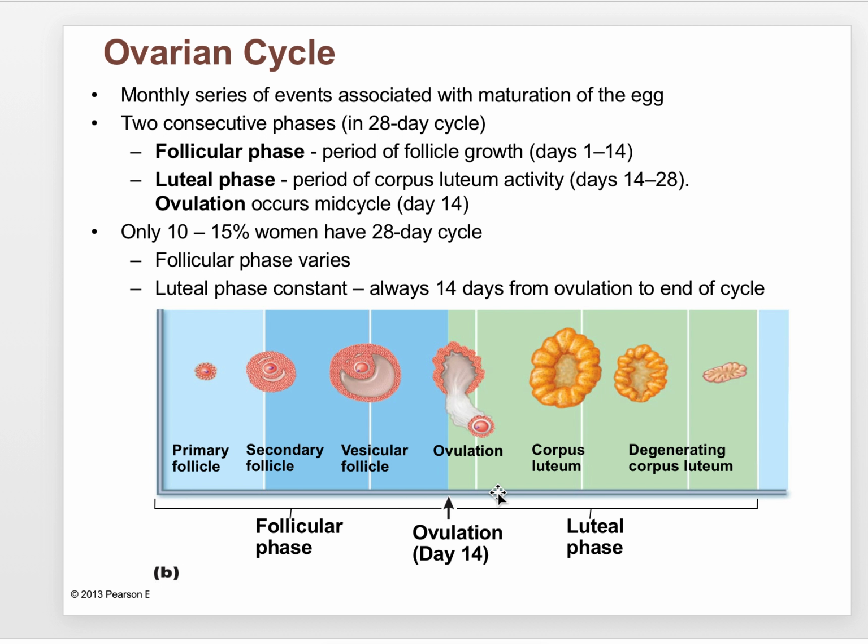So there's the ovarian cycle. There are two phases of the ovarian cycle: the follicular phase and the luteal phase. Follicular phase is the period of follicle growth. It's the first 14 days. Day 1 is considered the day that the period starts. During this phase, the follicle grows and it ends about day 14 with the follicle rupturing and releasing the oocyte. It's called ovulation.